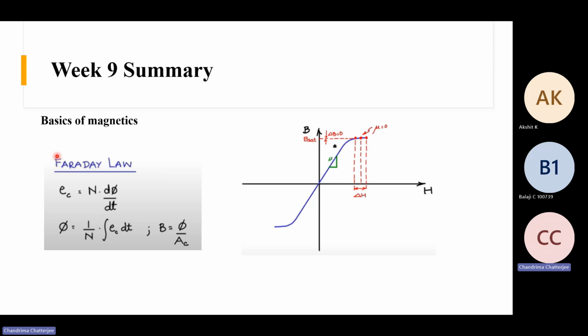Another very basic law is Faraday's law that we already know. The induced EMF is N dφ/dt, where dφ/dt is the rate of change of flux, and N is the number of turns. So, if we want to find out what the flux is, then we can integrate this. And B is equal to φ by AC. What is B? B is the flux density and AC is the cross-sectional area of the core.